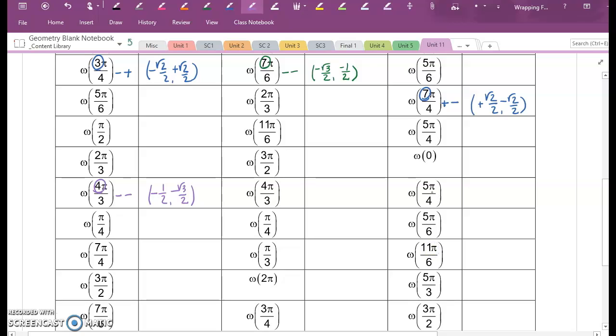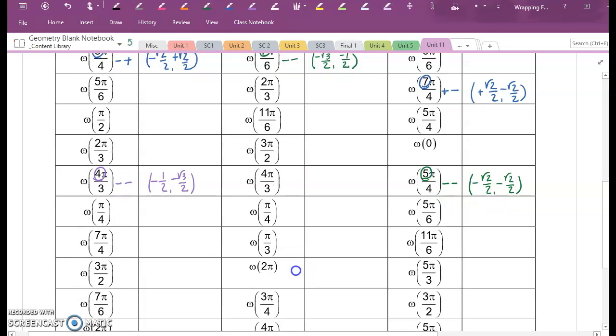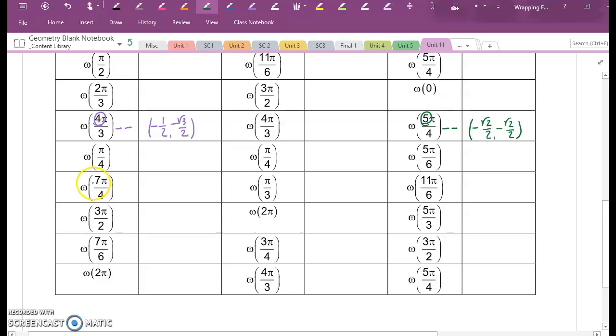Let's do 5 pi over 4. So again, 5 pi over 4, 2 times 2 is 4, so square root 2 over 2 is first and second. Based on the numerator, that's 1 more, so it's in the third quadrant, negative, negative. 7 pi over 4, this is double minus 1, so therefore it's in the fourth quadrant, positive, negative. So it's going to be positive square root 2 over 2, comma, negative square root 2 over 2.